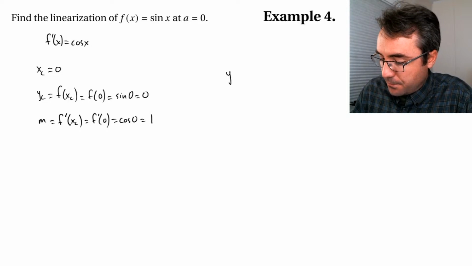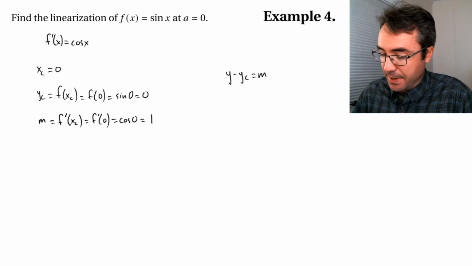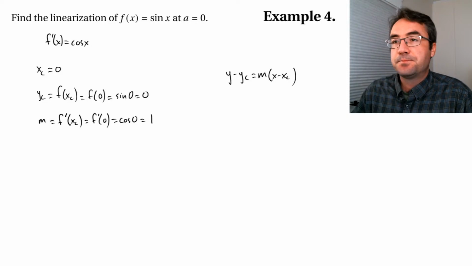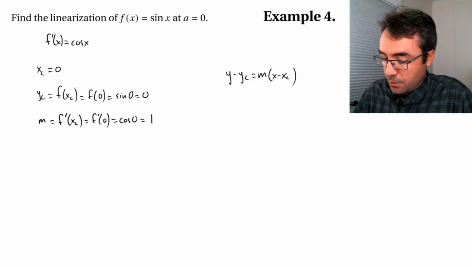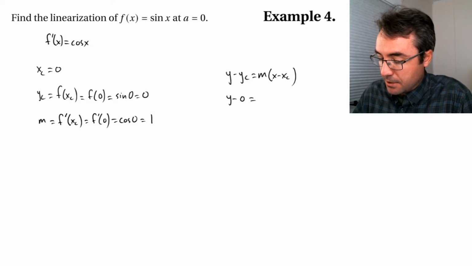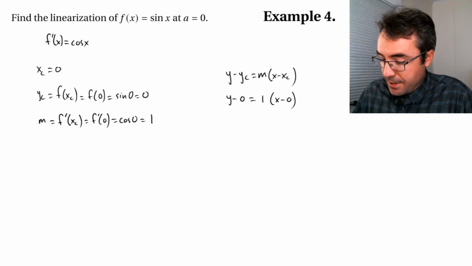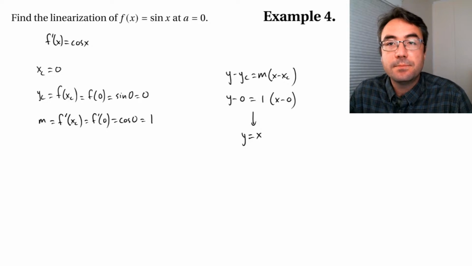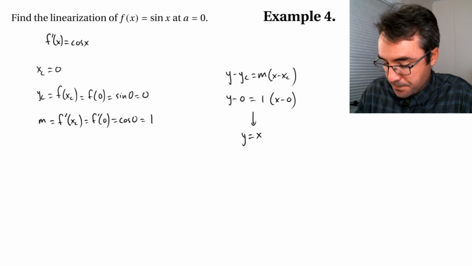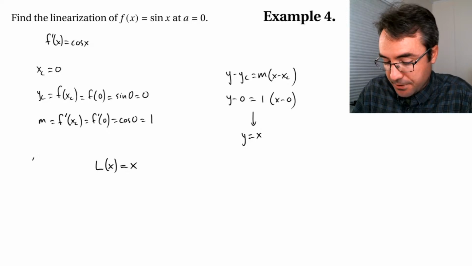So we just use the point slope formula for the tangent line. y minus our y coordinate is equal to m times x minus our x coordinate. So that's just the point slope formula. Let's put in the pieces. The y coordinate is 0, our slope is 1, and our x coordinate is 0. And if we clean that up, we end up with the line y equals x. So our linearization of this function at a equals 0 is just the function x. So this is our linearization.